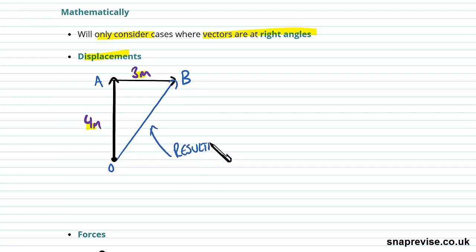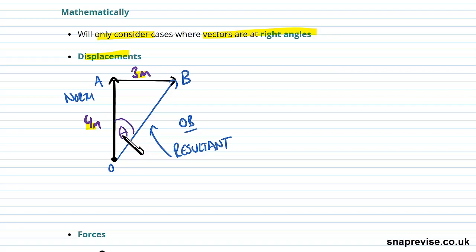And we're going to find the magnitude of that resultant, which is OB. So we're going to find the magnitude of OB, and we're going to find its angle to A, or to north, we could say. Often you will just be asked to give the angle to a reference line, and in this case we're going to use OA. So this is our angle theta.